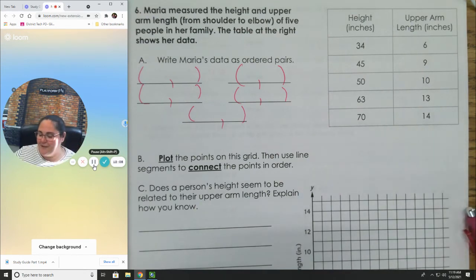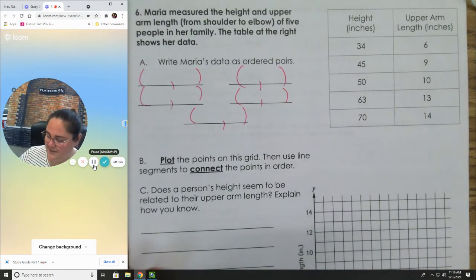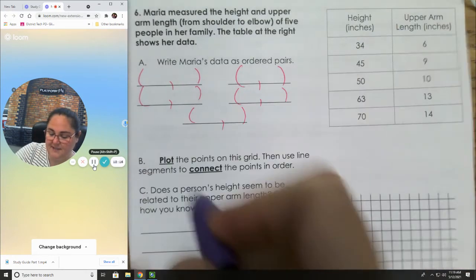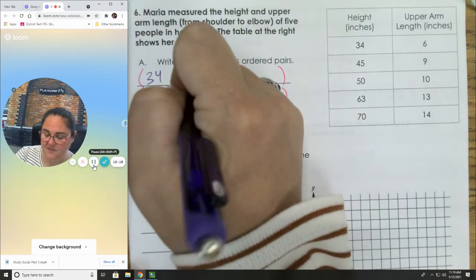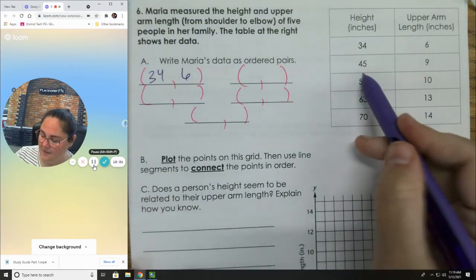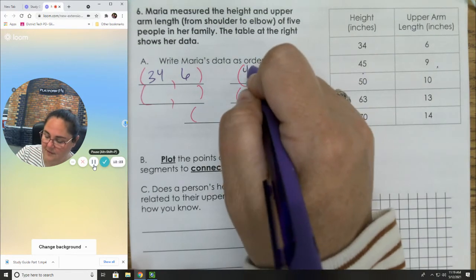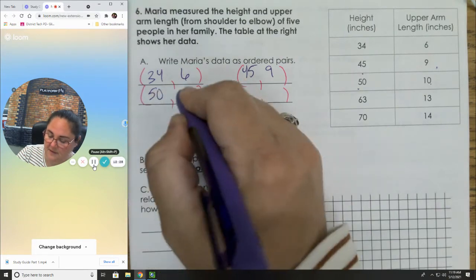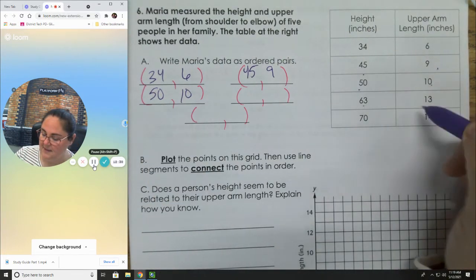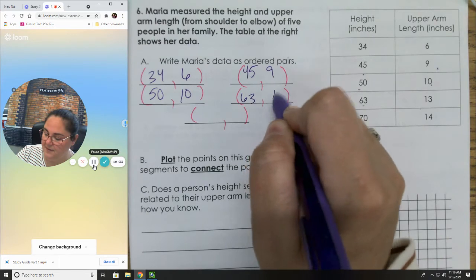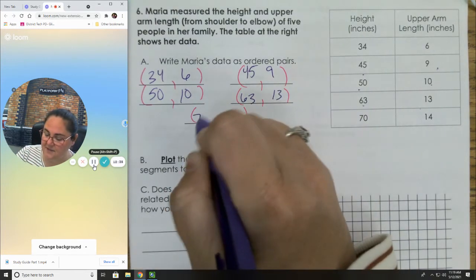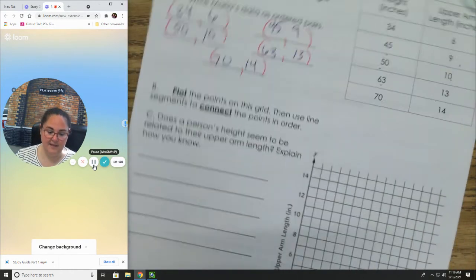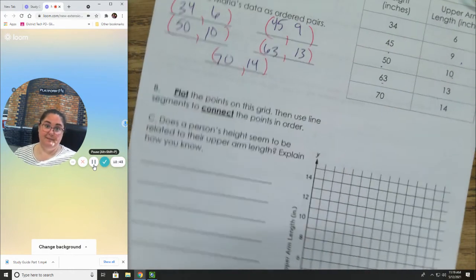All right, I'm going to use a different color. All right, it looks like I'm going to do height and arm inch. So my height is 34, arm inch is 6. So 34, 6. 45, 9, 50, 10, 63, 13, and 70, 14. I think that might be one of the easiest questions on your test.